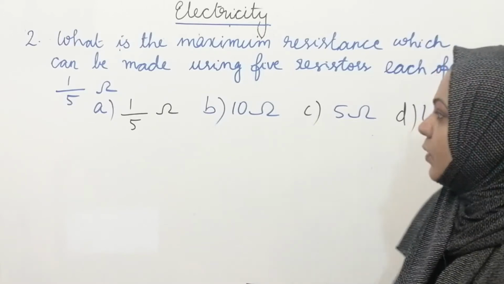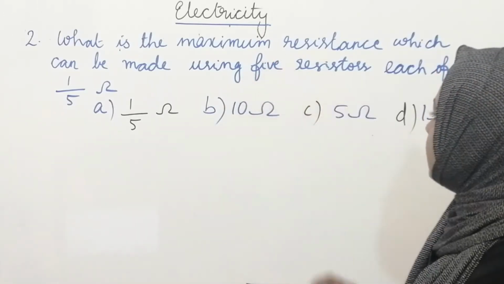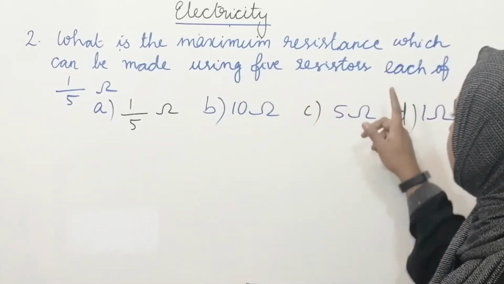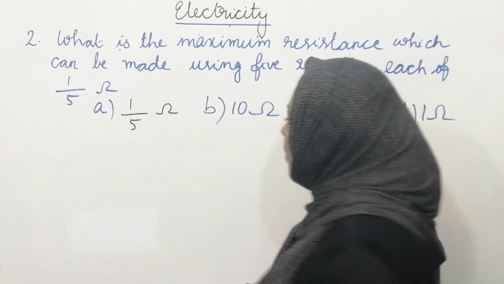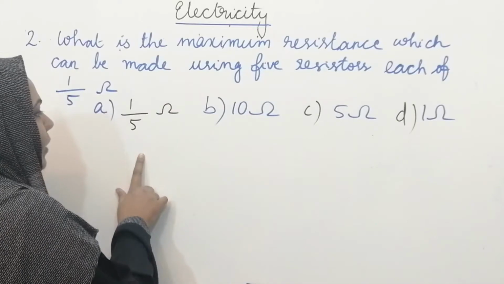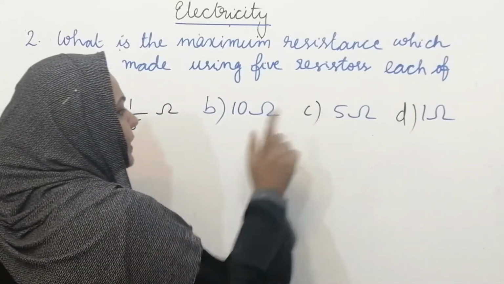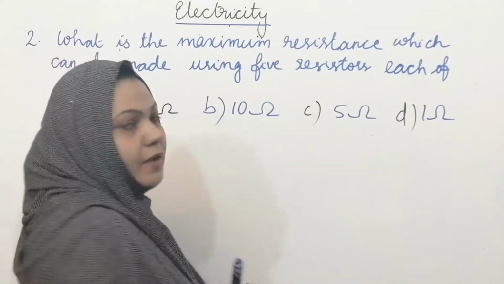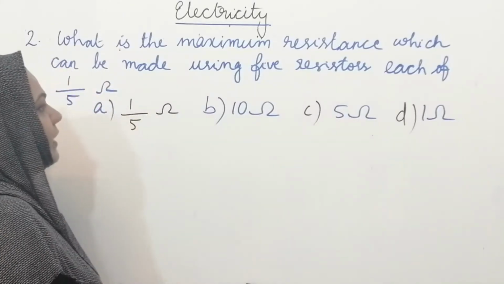This question is very, very important. What is the maximum resistance which can be made using 5 resistors each of 1/5 ohm? There are 4 options. Option A 1/5 ohm, option B 10 ohm, option C 5 ohm and option D 1 ohm. First we can write what is given.